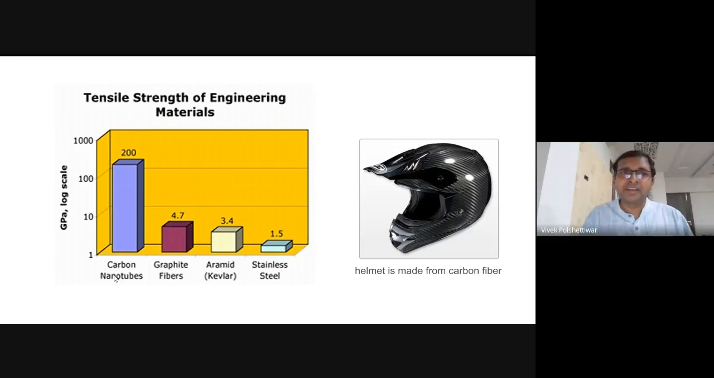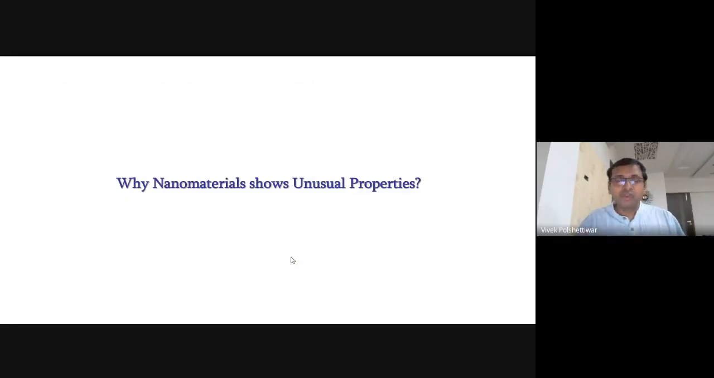Another example is tensile strength. You see the stainless steel, which we think is one of the strongest metals. If you compare that with the carbon nanotubes, which are carbon nanoparticles, you can see a huge difference between the strength. And it's not only the strength, but now we know the carbon is very lightweight. So you get a very lightweight material, but a strength which is far better than stainless steel. So these are some of the dramatic changes in the properties when you go to the nanoscale.